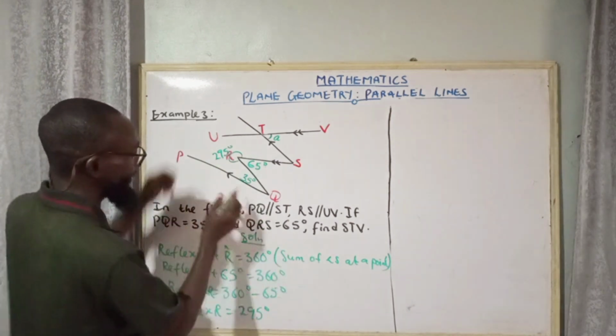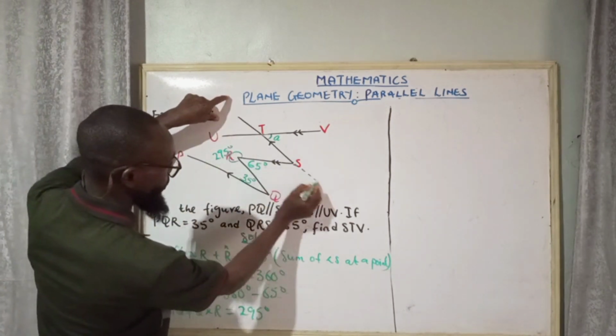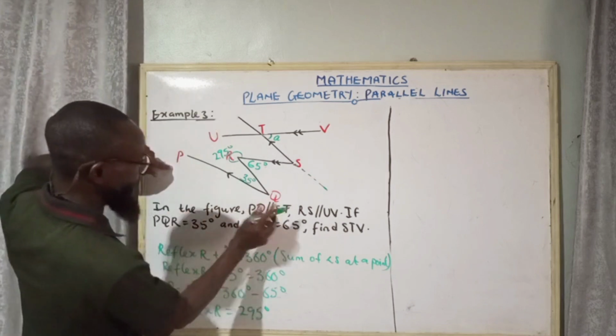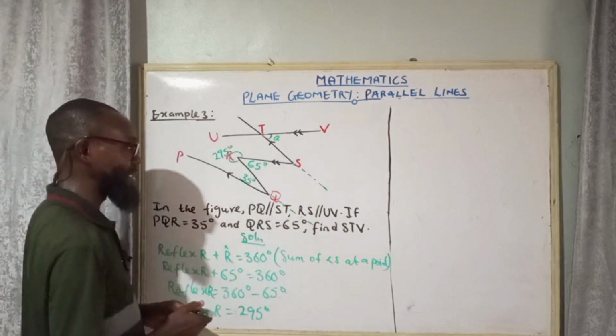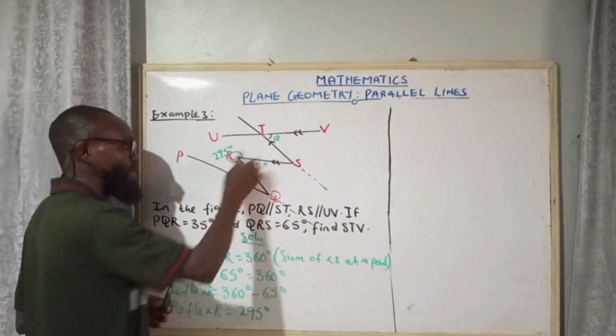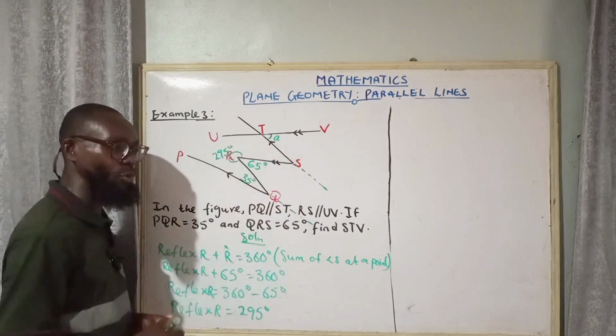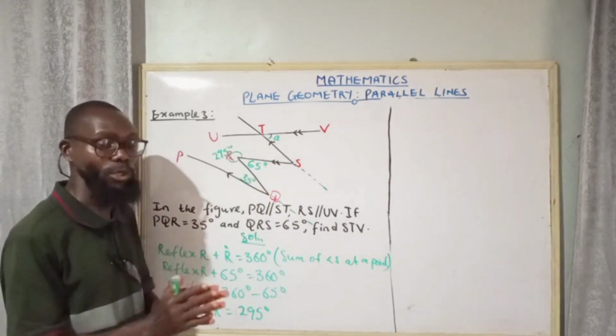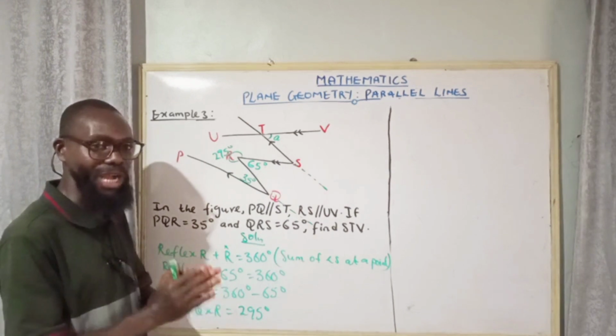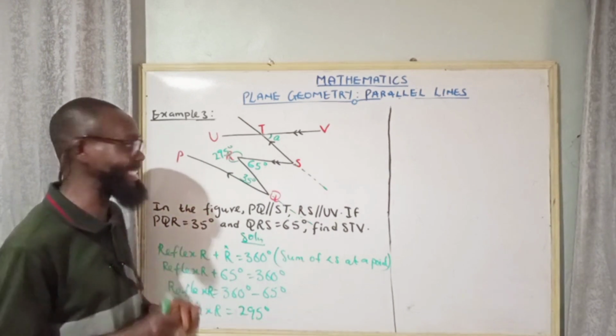Look at these parallel lines. ST, we are producing this way. Then ST and PQ, they are parallel lines. So the sum of angles between the parallel lines, if the angles are not more than 2, the sum will be equal to 180 degrees. But if the angles are more than 2, it will be equal to 360 degrees.